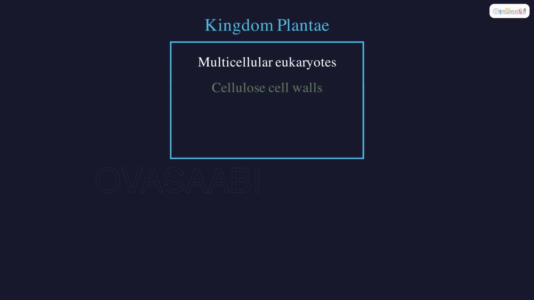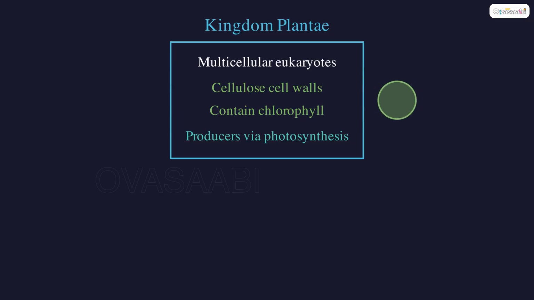Plantae are multicellular eukaryotes. They have cellulose cell walls and chlorophyll, which traps sunlight to make food through photosynthesis. They are the producers of life.